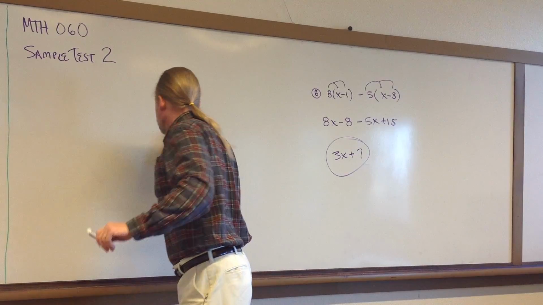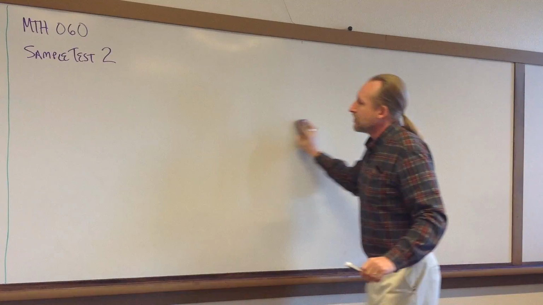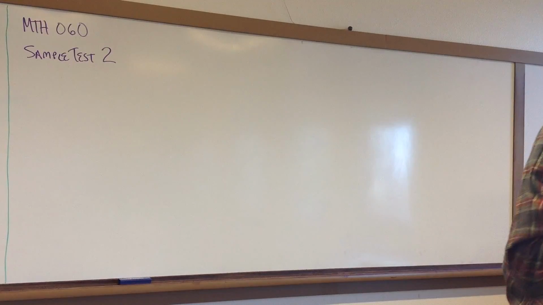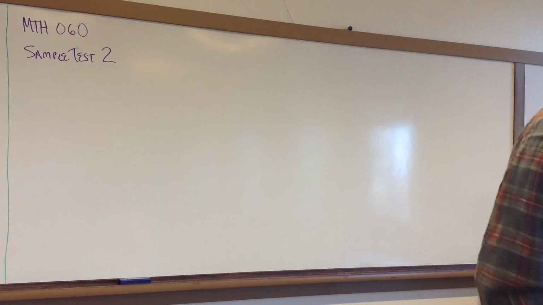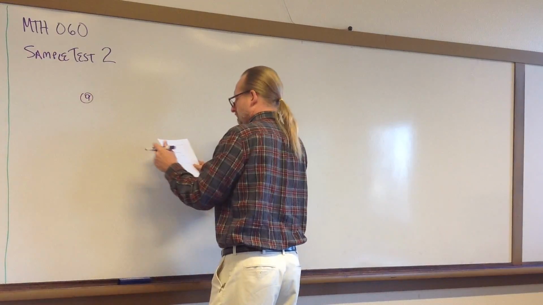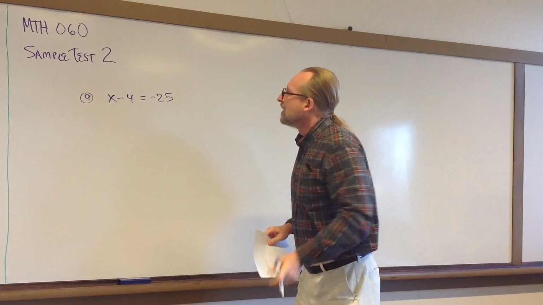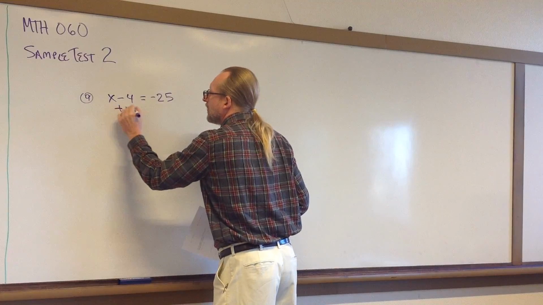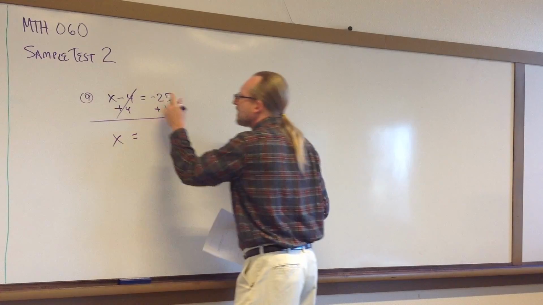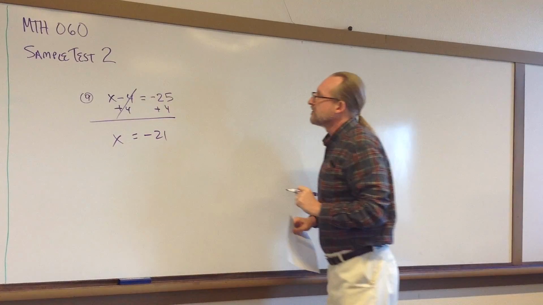Now the next section here is going to be solving equations, the algebra part that we've been working on for the past week or two. So they start out pretty straightforward. Problem 9, we've got x minus 4 equals negative 25. So if we want to cancel out this 4, we're going to add 4 on both sides. That'll get the x by itself here. Over on this side, negative 25 and positive 4 will make negative 21.